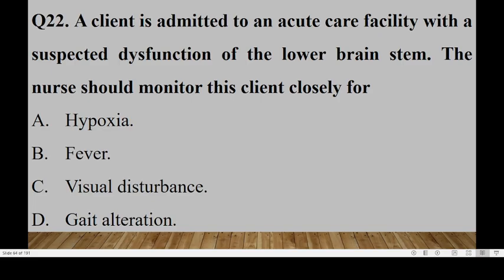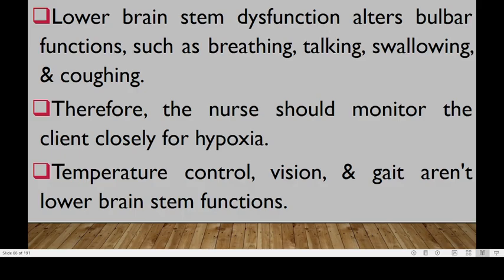A client is admitted to an acute care facility with suspected dysfunction of the lower brain stem. The nurse should monitor the client closely for hypoxia. Lower brain stem dysfunction alters bulbar functions such as breathing, talking, swallowing, and coughing. Therefore, the nurse should monitor the client closely for hypoxia. Temperature control, vision, and gait aren't lower brain stem functions.